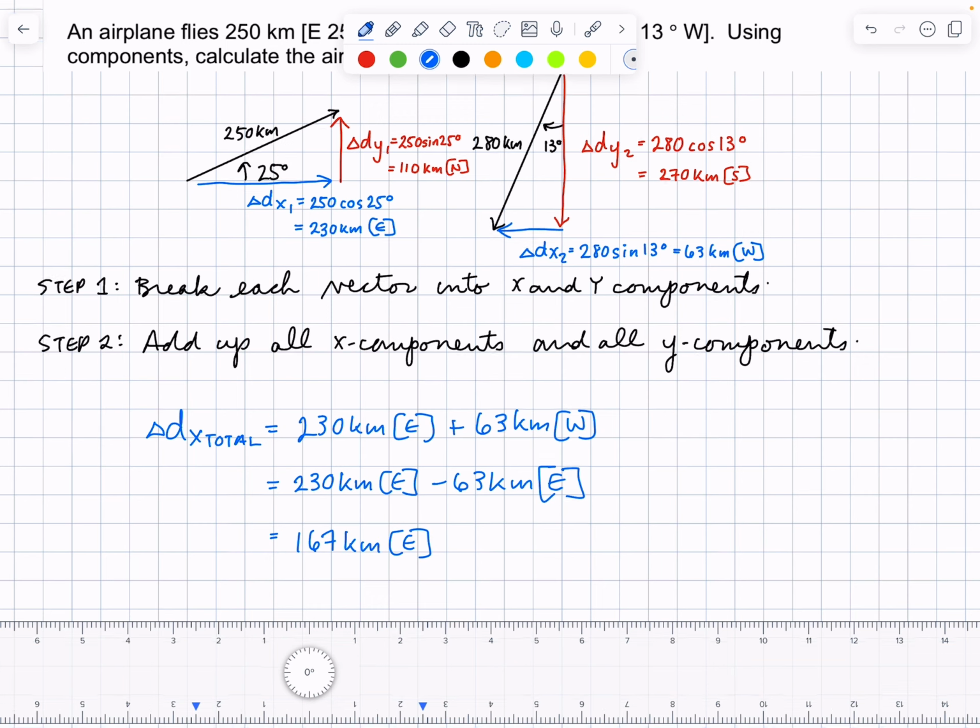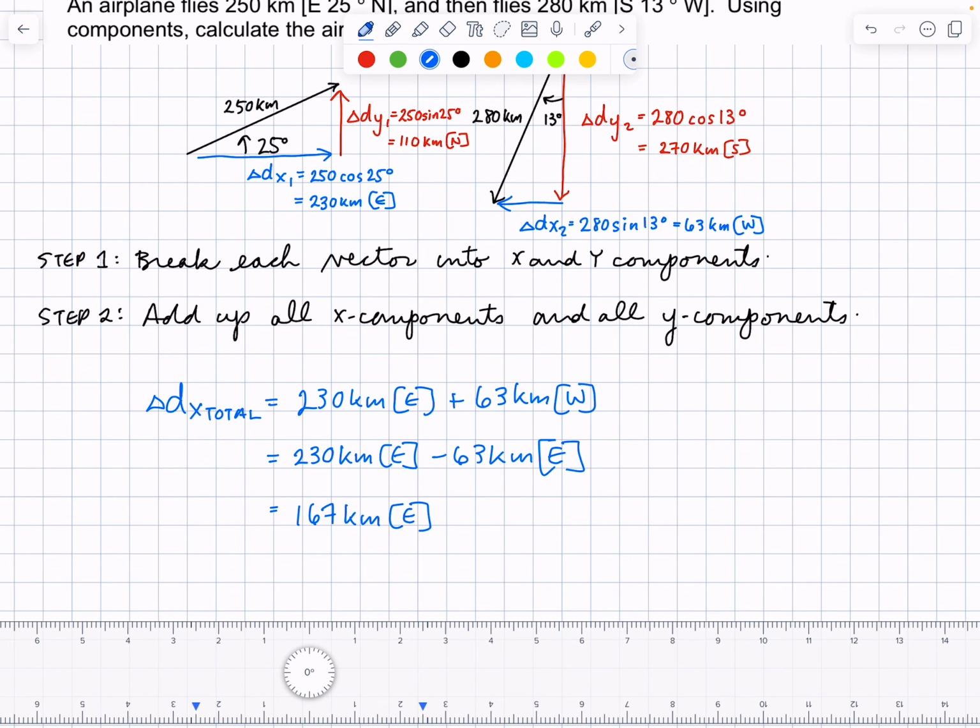And we'll do the same for the y components. We'll add them all together. We'll find delta dy total. And it's equal to 110 kilometers north plus 270 kilometers south. They are collinear, but I'm going to express them in the same direction.